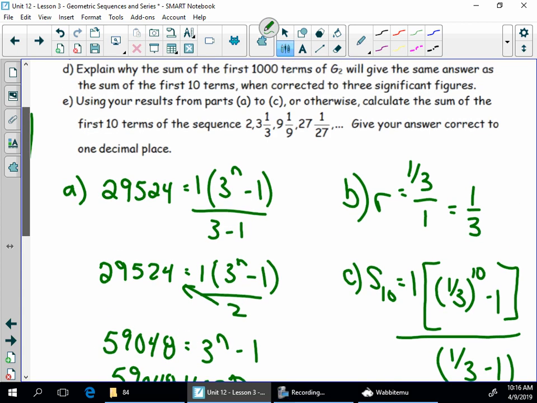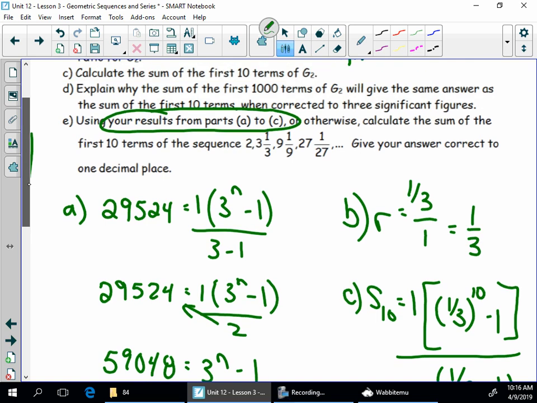Okay, last piece. Using results from part A and part C, or otherwise, kind of the standard IB lingo here, calculate the sum of the first 10 terms of this sequence. Now looking at this sequence, it looks messy. 2, then 3 1/3, then 9 1/9. It doesn't seem arithmetic, but it also doesn't seem geometric. In fact, the hint in this question is this. Using your values from part A and C.